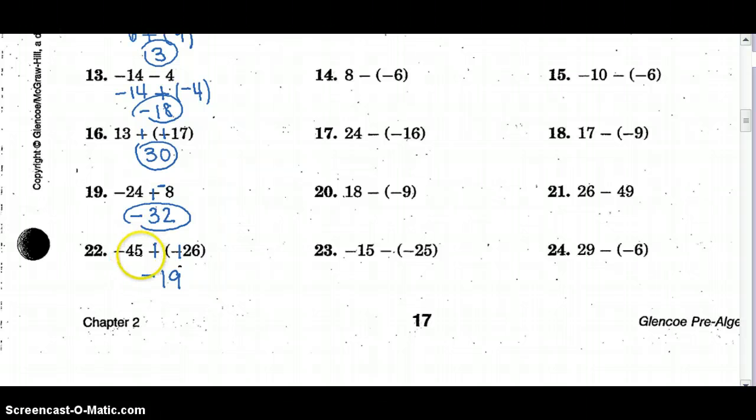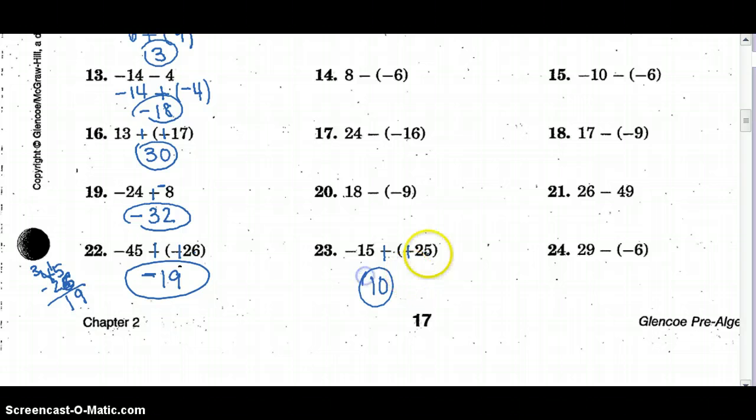So we subtract 45 minus, you might need to do that over here, minus 26, not 25, 26, gives us 19, making sure I did my math right. Which one is a bigger absolute value? The negative 45. 45 is farther from 0 than 26, so I keep my negative. Alright, let's start at 23. I end up adding 25, but they're opposite signs, so negative 15 plus 25, I will subtract, and that's 10, and keep the sign of the 25. I changed it to a positive.